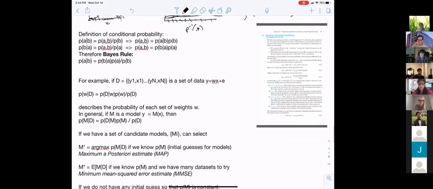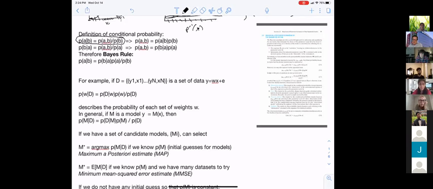On to Bayes' rule. Bayes' rule is not a theory. It is just a mathematical truth. How it is applied is a matter of theory, but Bayes' rule emerges directly from the definition of conditional probability. So this is the definition of conditional probability.